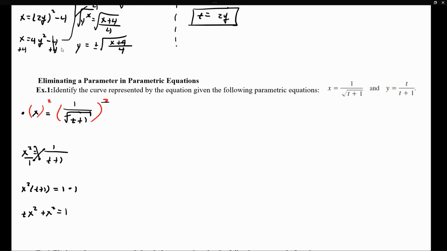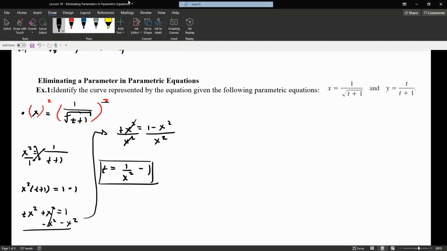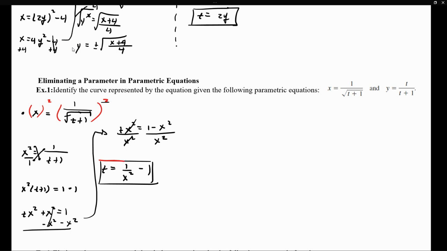And again, we're solving for t. So let me get rid of this x squared. So now I have that tx squared is equivalent to 1 minus x squared, and then divided by x squared. Notice that by doing this, the x squared cancels out. So now I have an expression for t, where t is 1 over x squared minus 1. Now notice that what we have done so far is come up with an expression for t. And this is exactly what we needed to do.